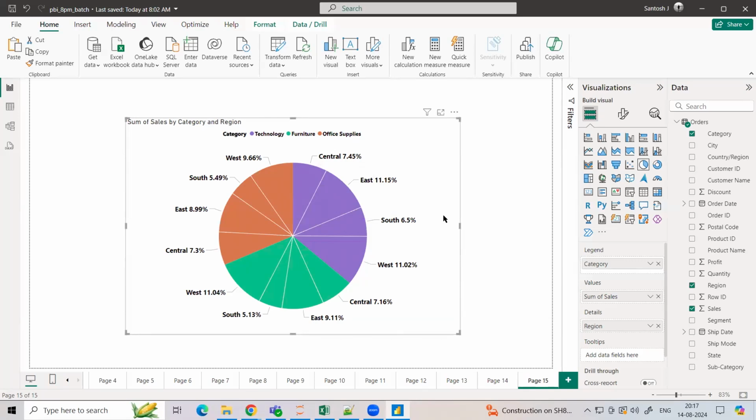Now, carefully understand. This is the conclusion we come to from this chart. This 7.45% is actually giving the total sales made by technology in central overall.